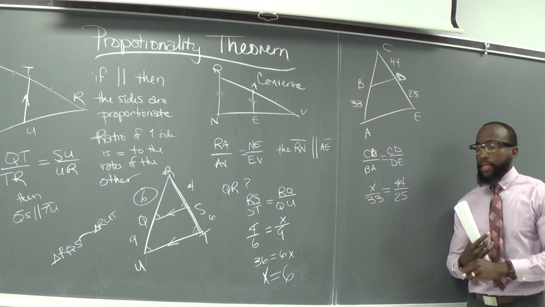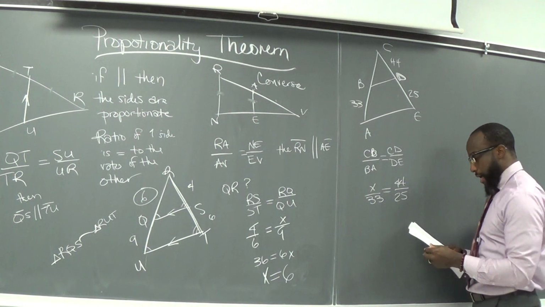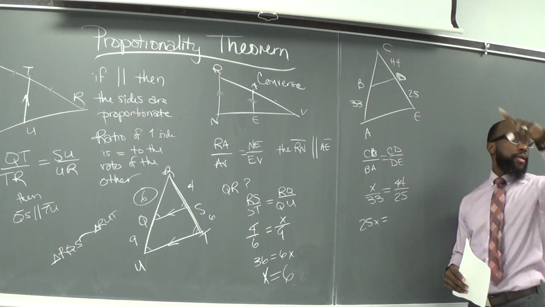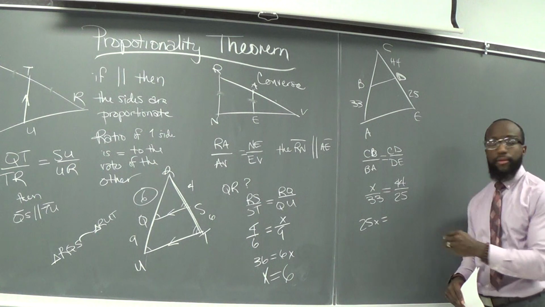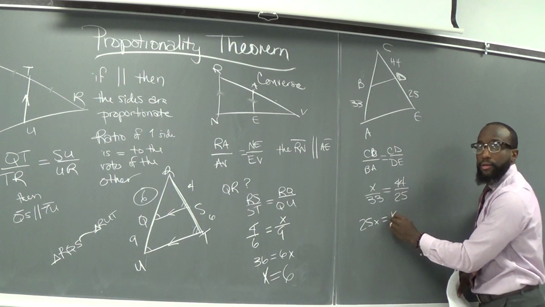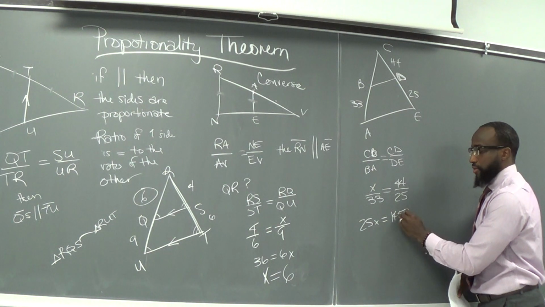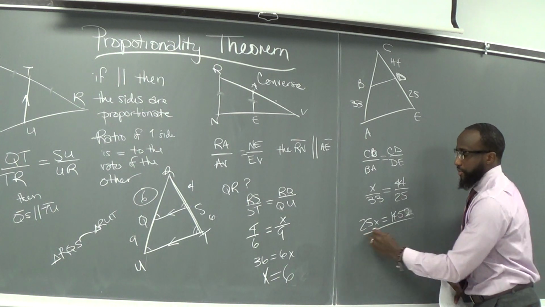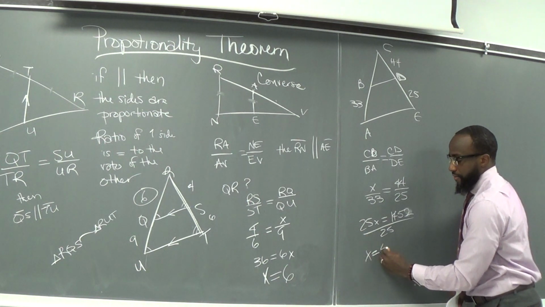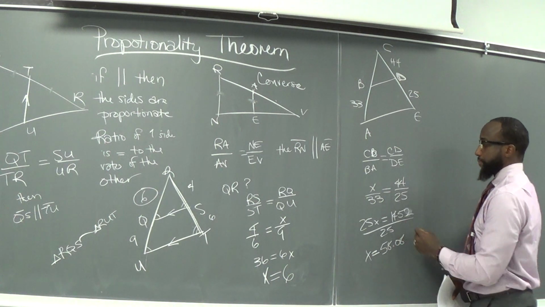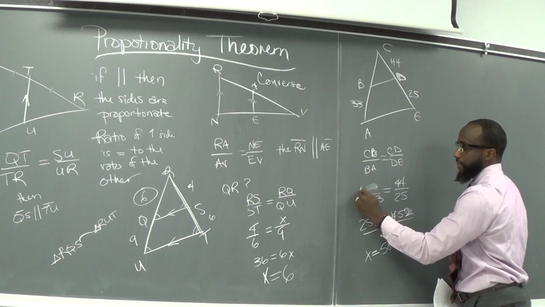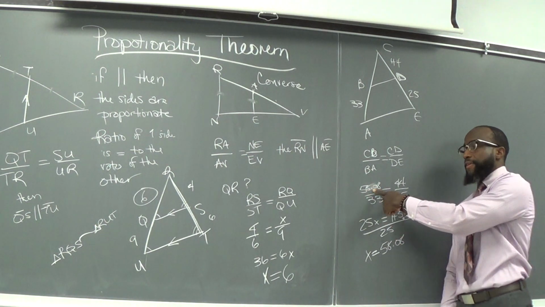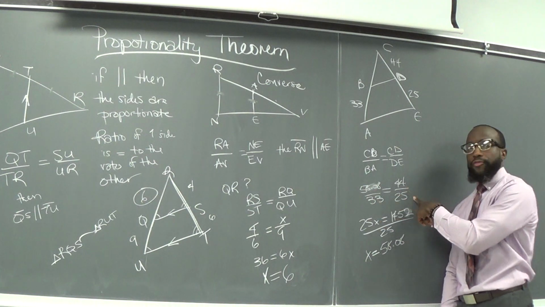I need calculators out. Let's cross multiply. So we got 25x equals 33 times 44. What is it? 1,452. All right, let's divide that by 25. 58.08. So, are they proportionate? Does 58.08 over 33 equal 44 over 25?